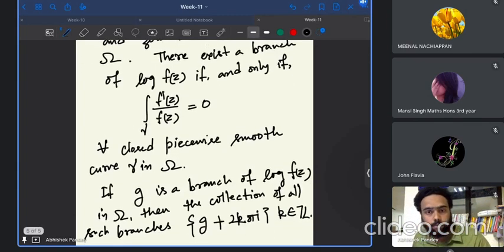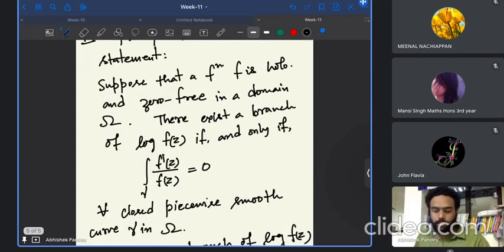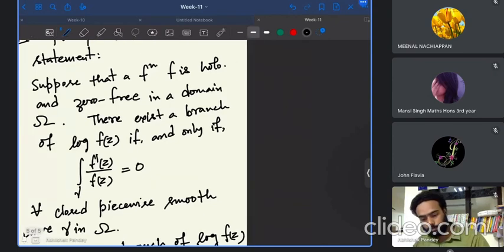So the statement is clear to everyone. Basically this statement gives a necessary and sufficient condition for a function which is holomorphic and zero free. So zero free means f(z) is not equal to 0 for every z belonging to omega. Then this says, when do we have the branch of log of f? Okay. So it is if and only if the integral of f dash z upon f(z) is equal to 0.